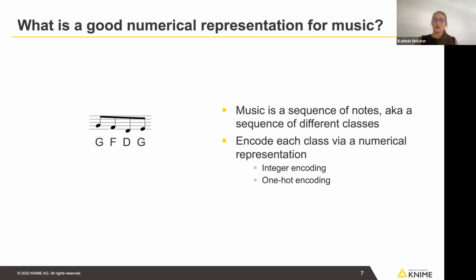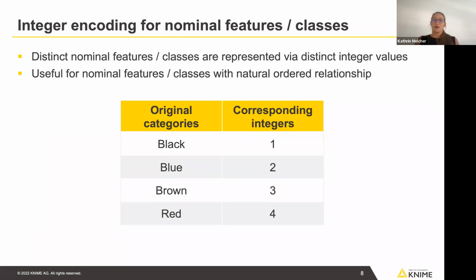What is integer encoding? The idea of integer encoding is to encode distinct classes, in our case distinct notes, with distinct integer values. So for example, if we had the classes black, blue, brown, and red, we could encode them with 1, 2, 3, and 4. Or in our case, we have the different notes, and the different notes can be described with different letters. So we could encode them C with 1, D with 2, E with 3, F with 4, and so on.